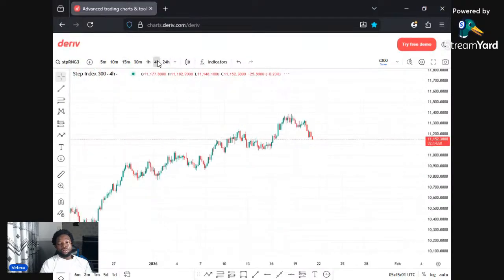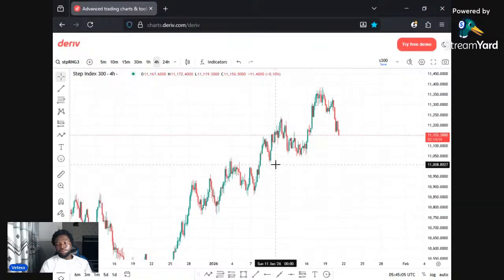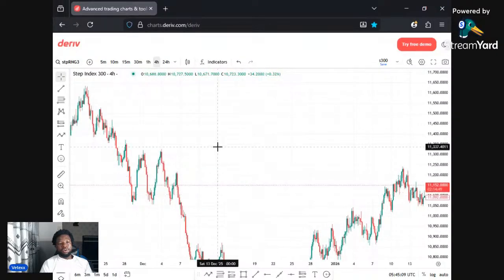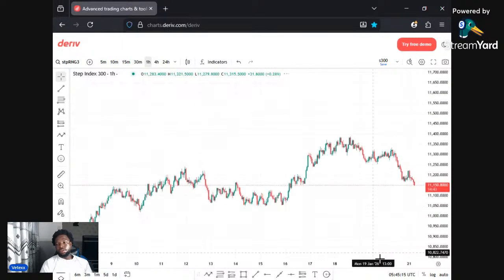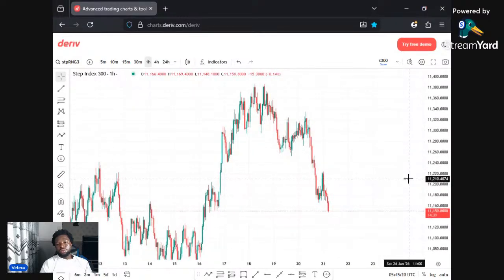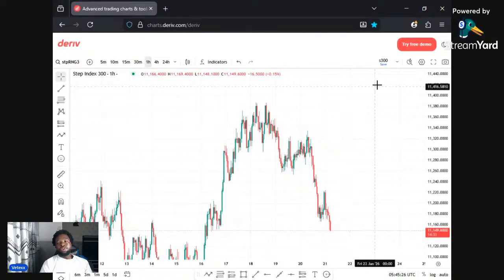On the step 400 on 4 hour time frame, still yet we don't have anything tangible on step 400. So let's check 1 hour time frame if we have something that we can anticipate. Still yet, we don't have anything to anticipate on the 1 hour time frame. So let's move on to the next pair.